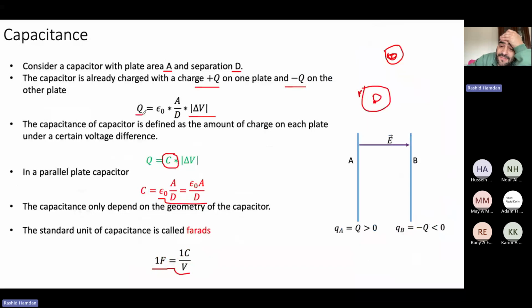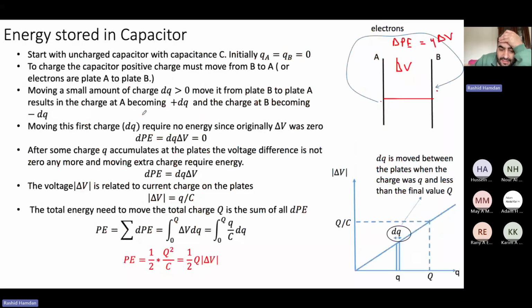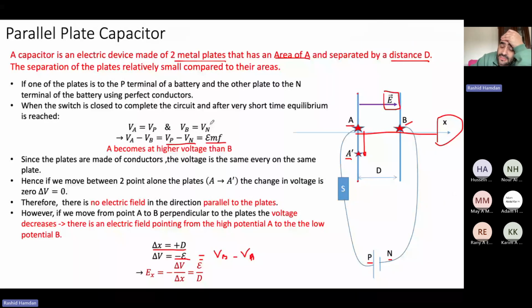So delta V is not constant as I'm charging the capacitor. When I spoke earlier, I went straight to equilibrium and said VA equals VP and VB equals VN, but this equilibrium requires the charge to move from A to B. So I am charging the capacitor gradually.